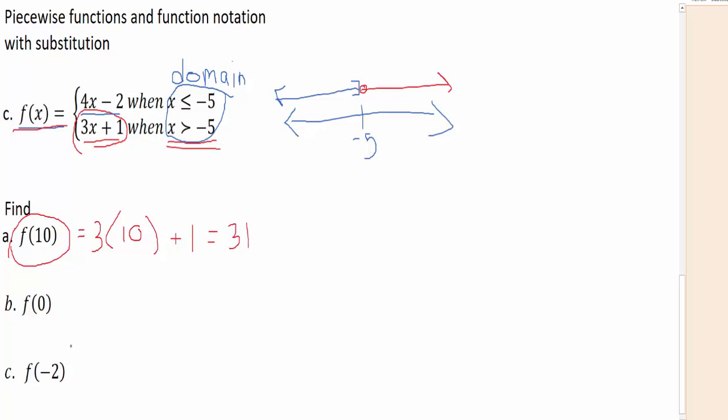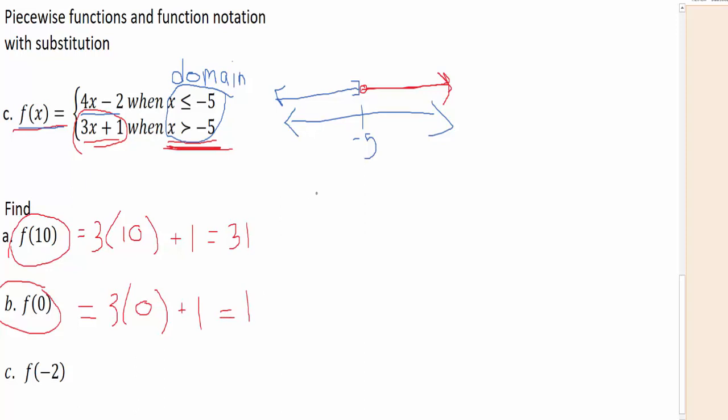Then these are some common mistakes, so with these numbers I chose 10. I think that was obvious. 0, it's very important to recognize 0 is in between positive and negative numbers. So since negative 5 is going towards the positive realm, 0 is greater than negative 5. So again, we're going to plug 0 into the bottom function, 3x plus 1, which is now 3 times 0 plus 1, which is just 1. F of negative 2.